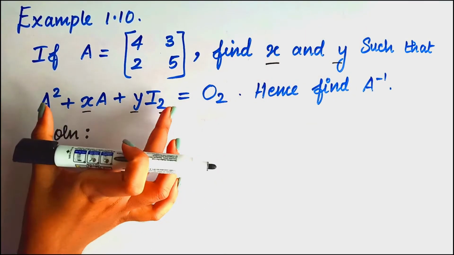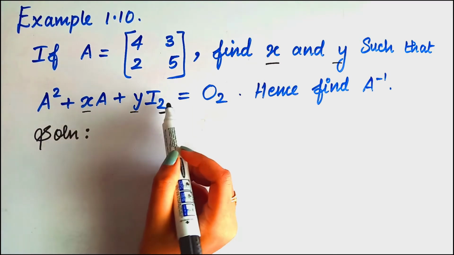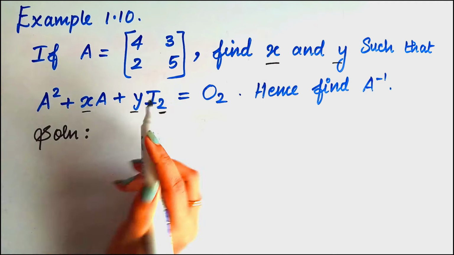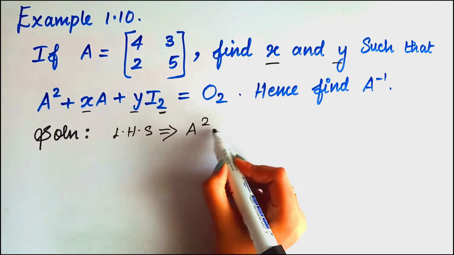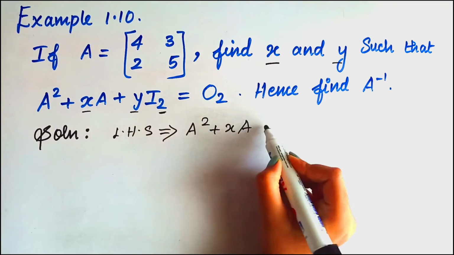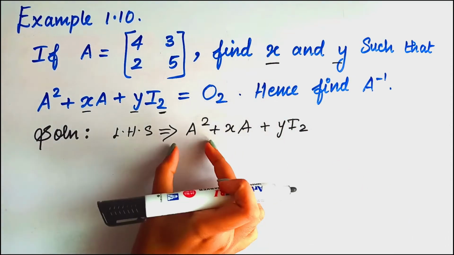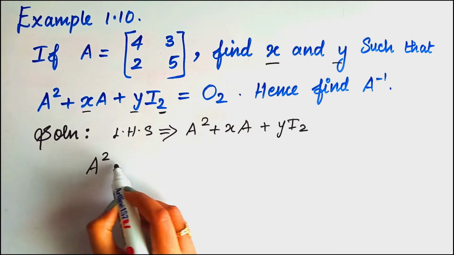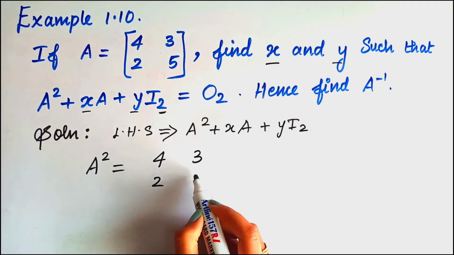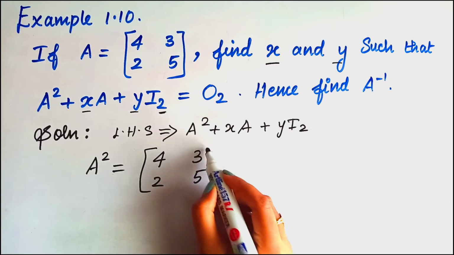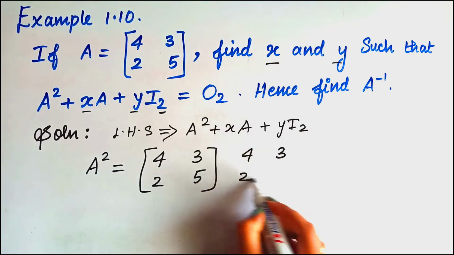And now let's find the value of LHS here. Here A square plus x into A plus y into I2, right? So first we have to find the LHS. So our LHS is A square plus x into A plus y into I2. So first let's find what is A square. For finding A square, what do you have to do? First you have to write the value of A here, 4, 3, 2, 5. And again, since it's a square, we have to write A 2 times. So 4, 3, 2, 5.